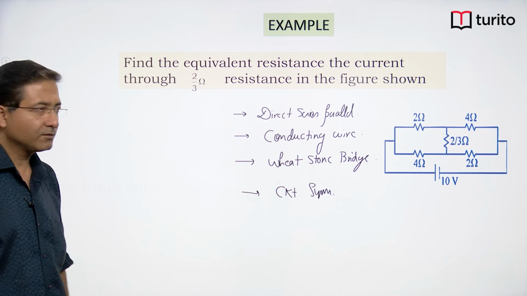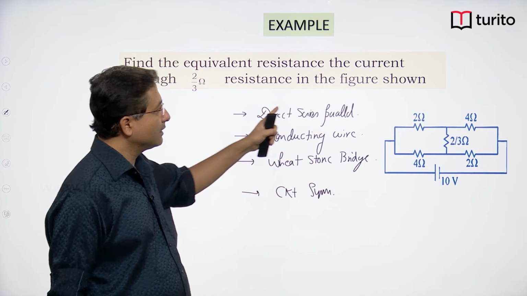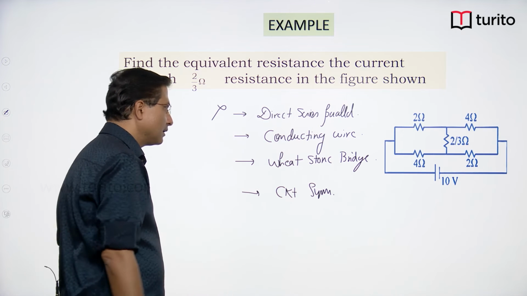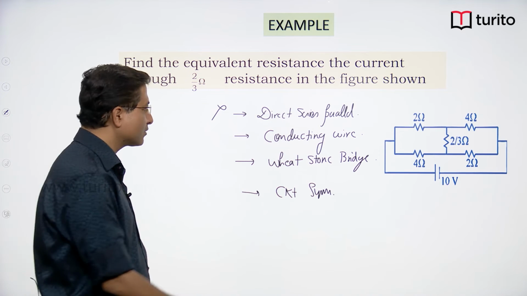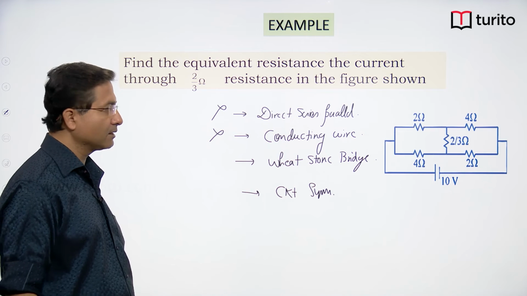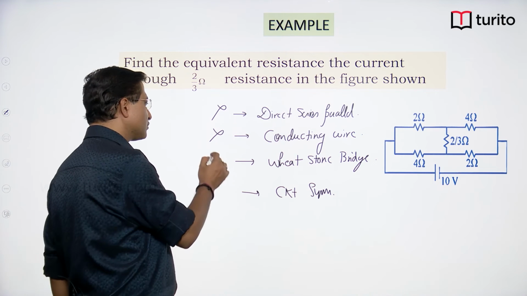So, these are the steps we follow while reducing the circuit. Here I am not getting a series-parallel combination, so I cannot use this concept. There is no conducting wire connected across two junctions, so this is also not possible. With this method we cannot reduce the circuit. There is no Wheatstone bridge.